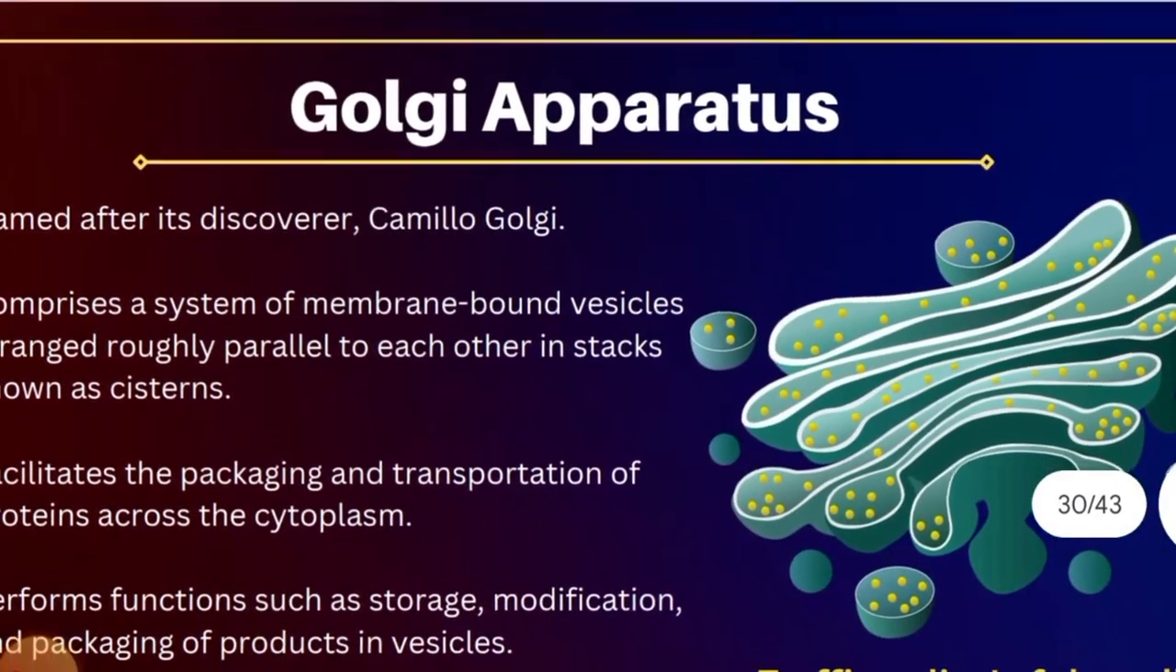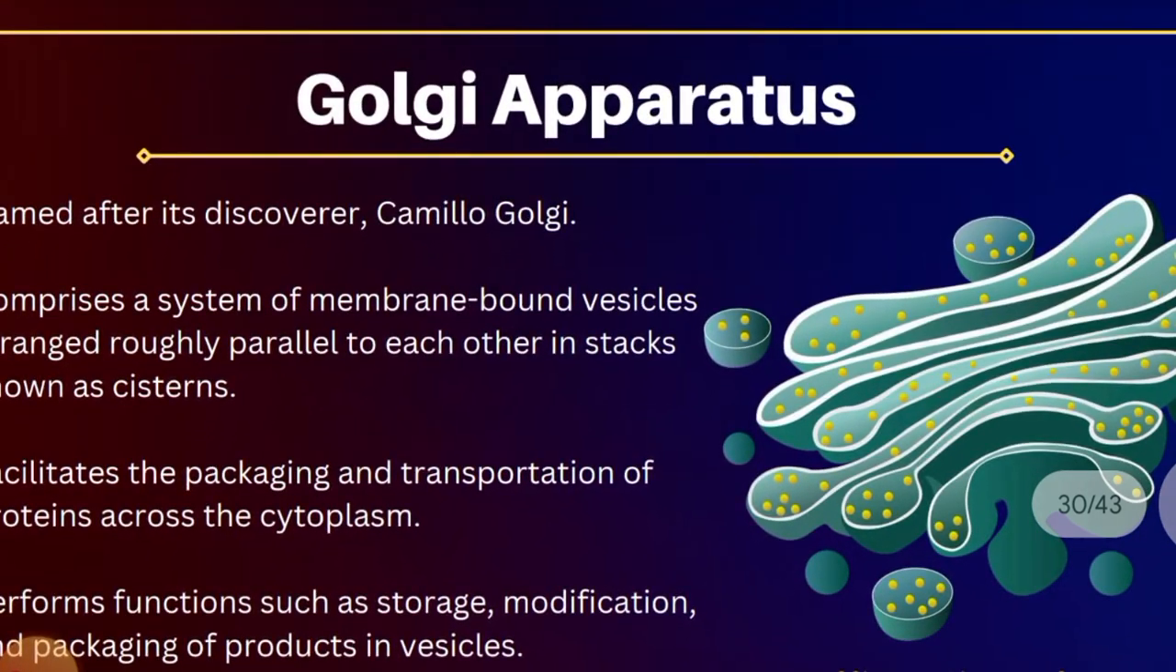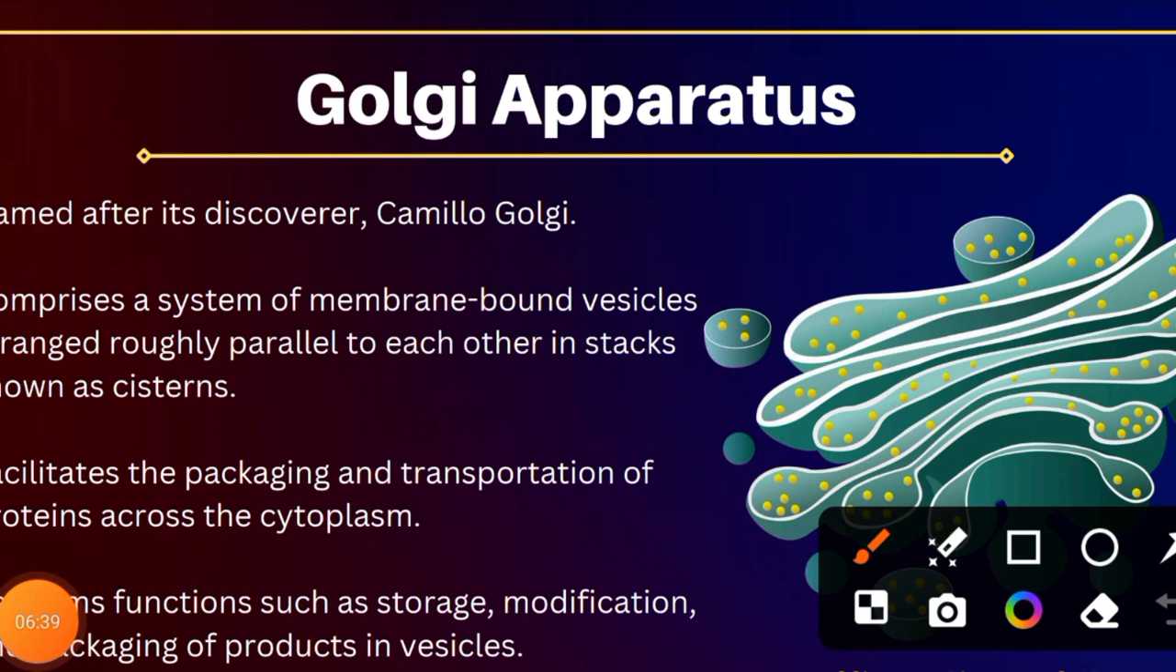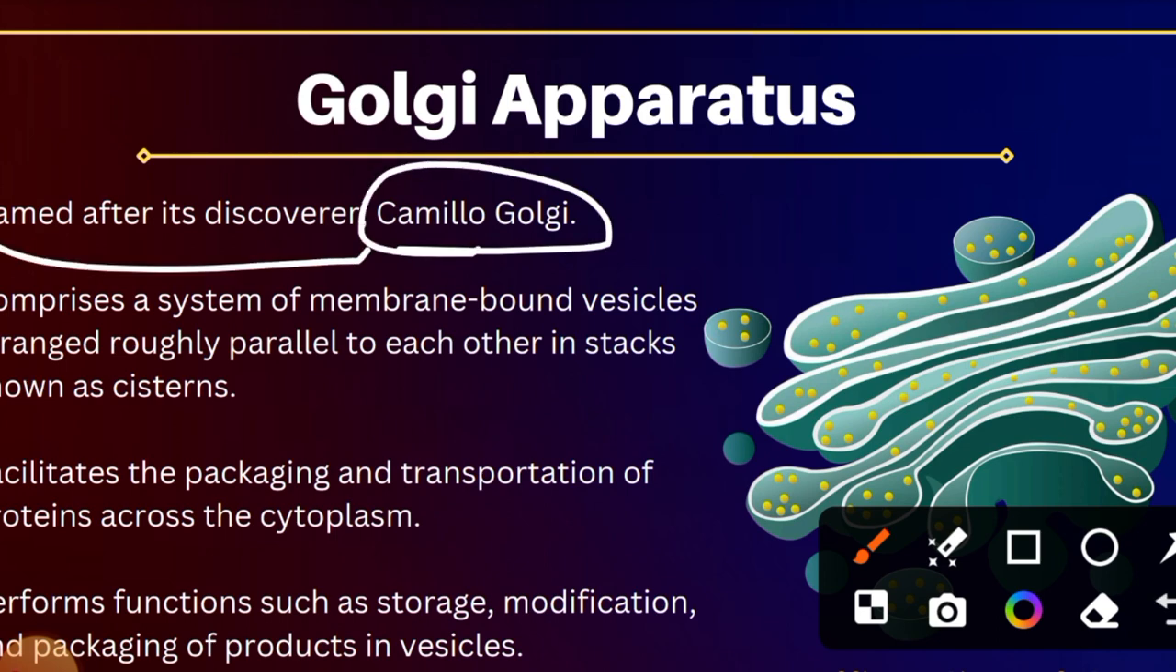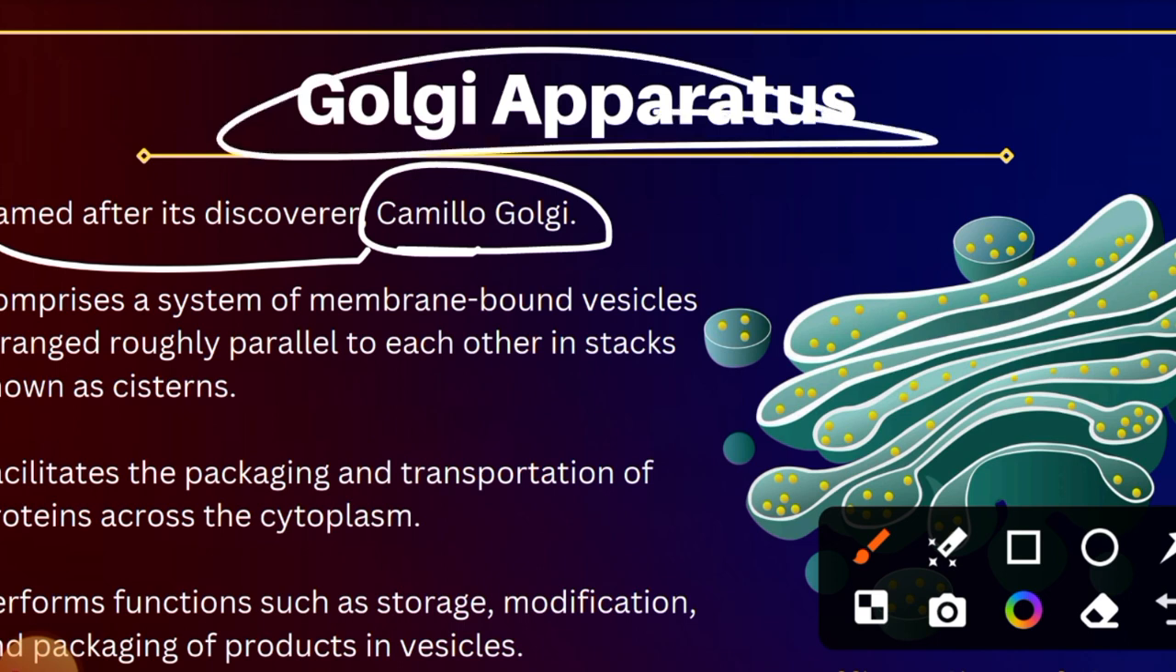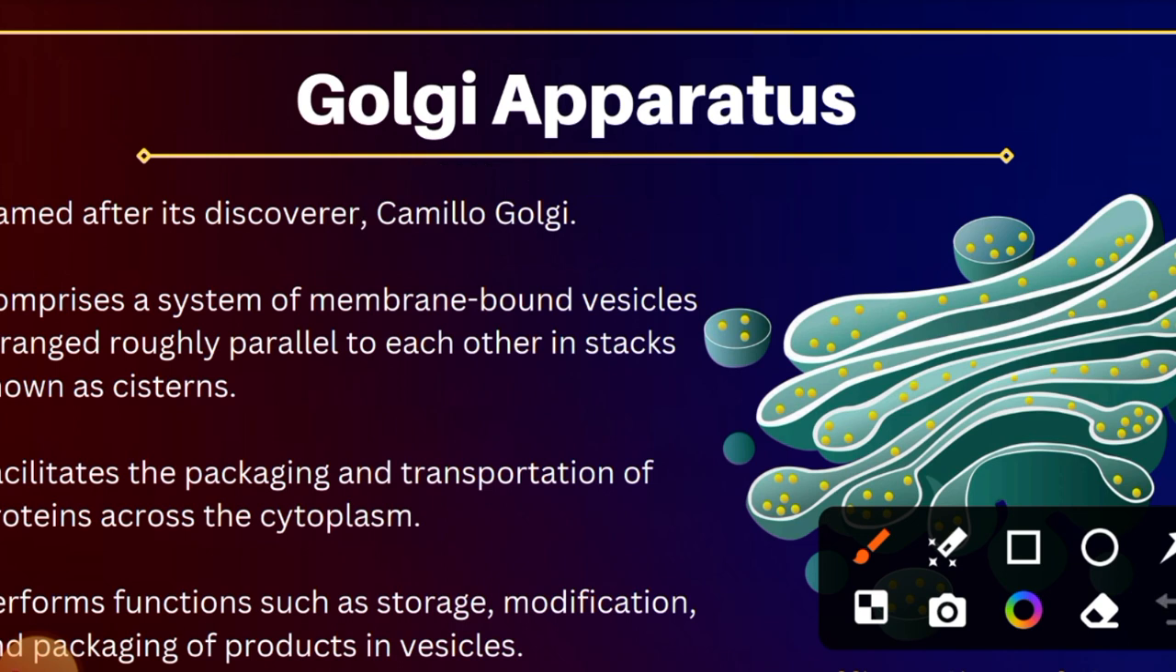Next we are having the Golgi apparatus, Golgi bodies also. These act as a very crucial thing for transportation. The Golgi apparatus is named after its discoverer, Camillo Golgi. Golgi was a person who discovered this Golgi apparatus, and he named it after himself.